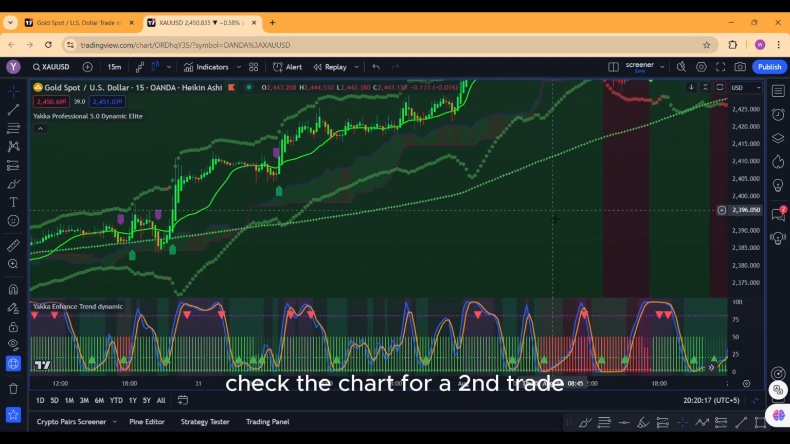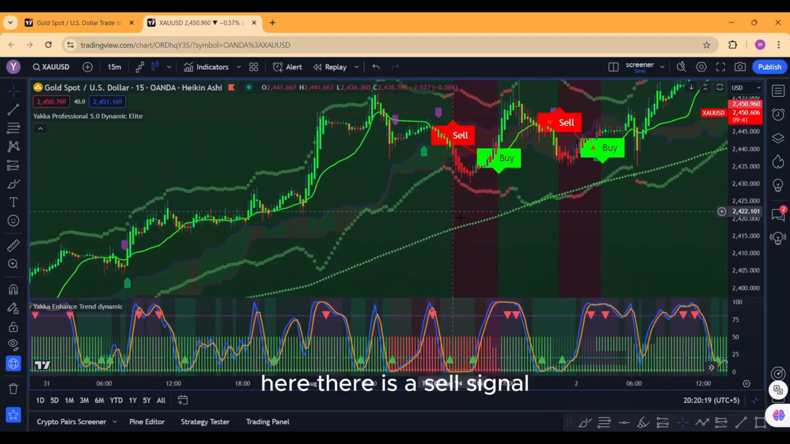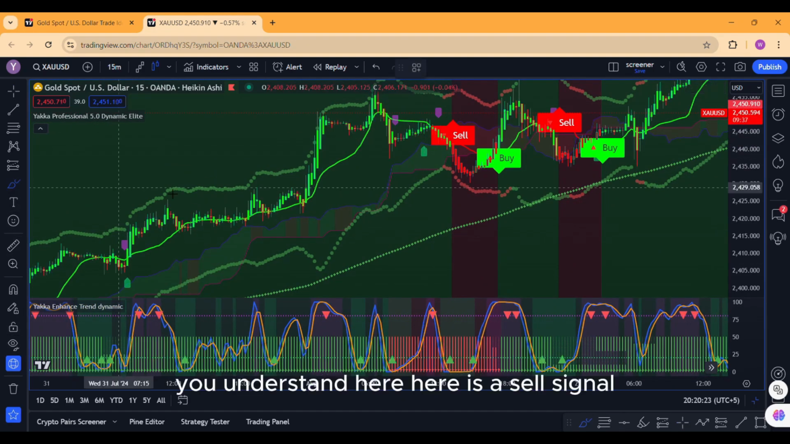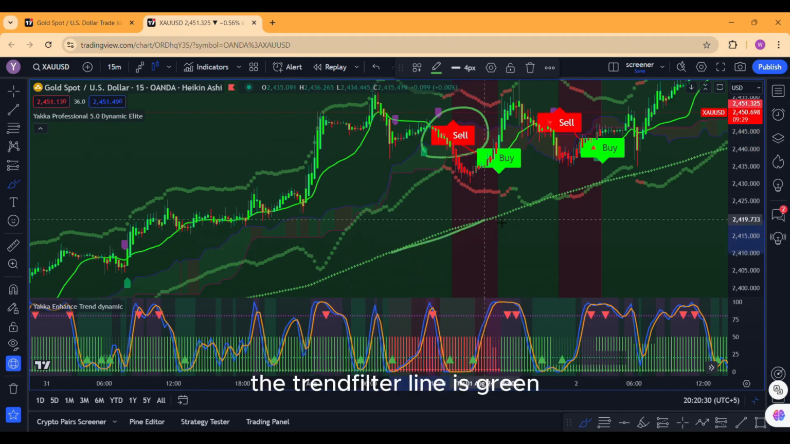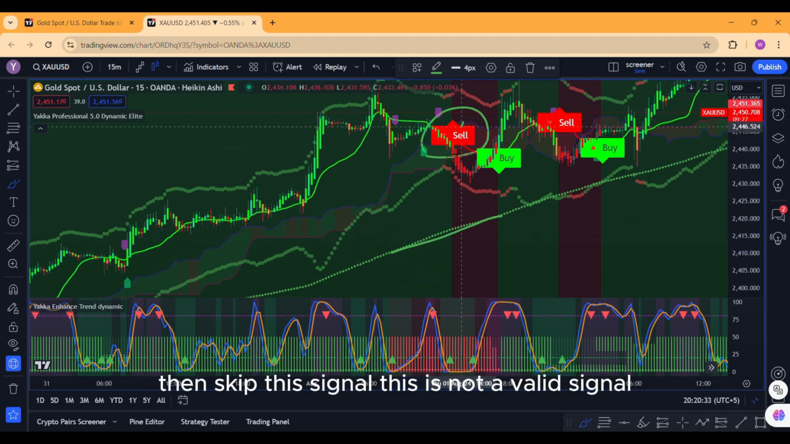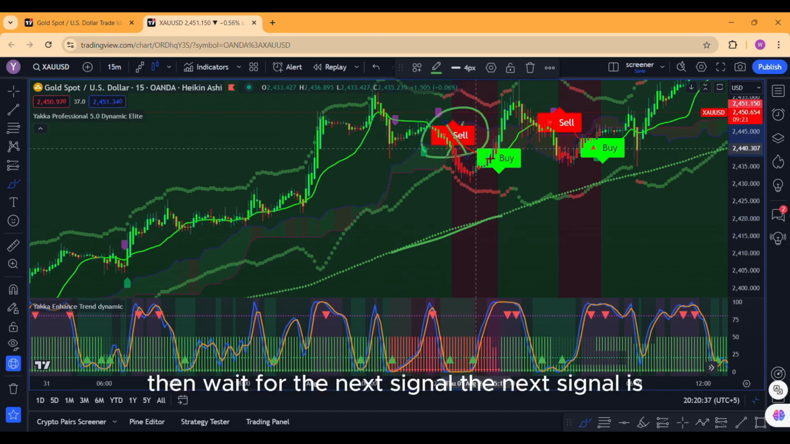We check the chart with the second trade. Here, there is a sell signal. Here is the example so you understand. What are our rules? Our first rule is the trend filter. If the trend filter line is green, then skip this signal. This is not a valid signal. Then wait for the next signal.